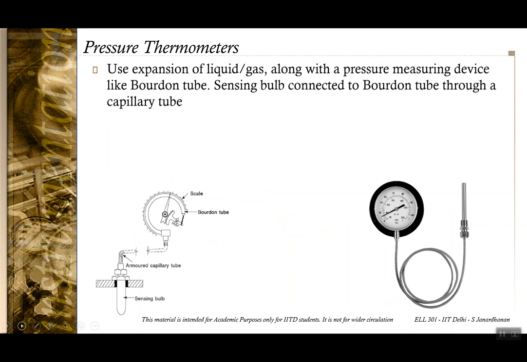Moving ahead, we also have a gas-based pressure thermometer. In this case, you use the expansion of a fluid, basically a liquid or a gas, along with a pressure measuring device like the Bourdon tube. So you have a sensing bulb here that is connected to the pressure measuring device using a capillary. When the fluid in this bulb is heated, it expands and fills this Bourdon tube, and because the pressure in the Bourdon tube is increasing, an indication is given.